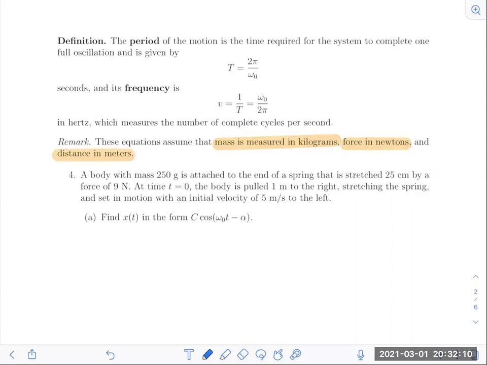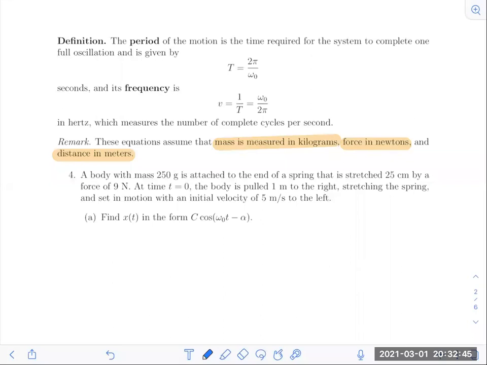This is problem number 4 from the text. A body with mass 250 grams is attached to the end of a spring that is stretched 25 centimeters by a force of 9 newtons. At the time t equals 0, the body is pulled 1 meter to the right, stretching the spring, and set in motion with an initial velocity of 5 meters per second to the left. Part A is to solve the differential equation, find x of t, and they want it specifically in that condensed format of a single cosine function.